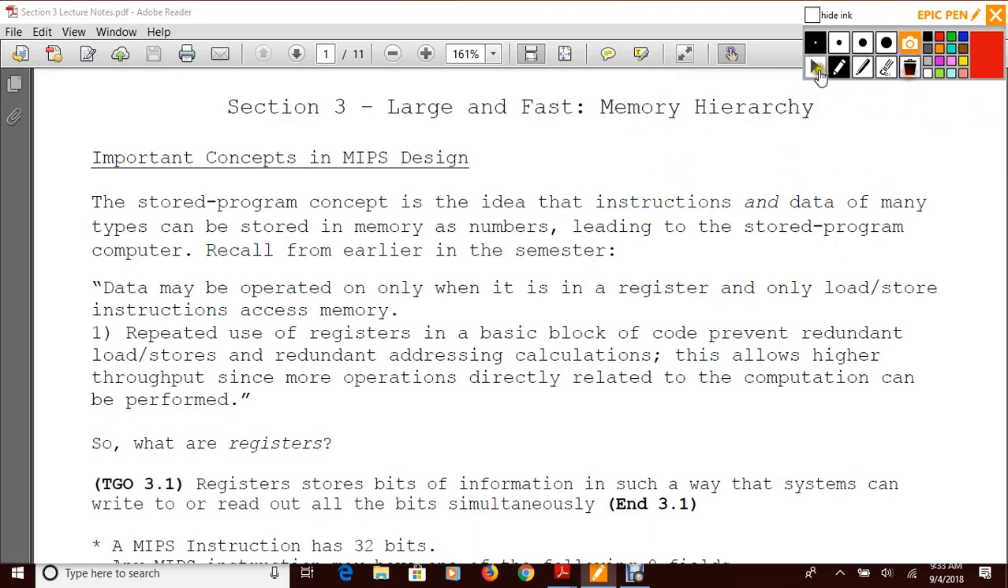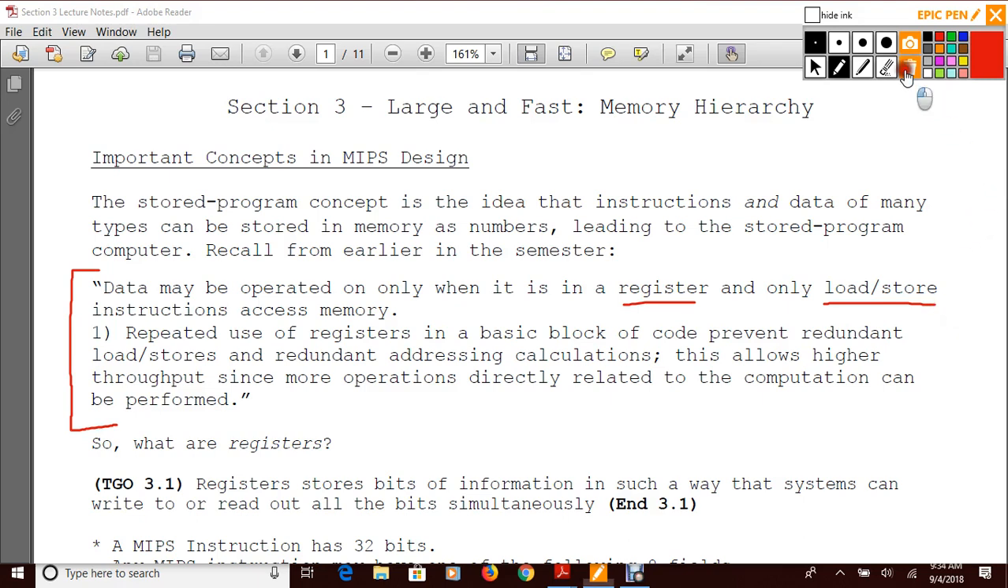If you remember earlier in the course, I talked about how data can only be operated on in a register, or through load and store instructions accessing the memory. The memory tends to take longer to access than these really fast registers. So the whole idea is that using these registers speeds up performance. Today we're actually going to learn how that's done.